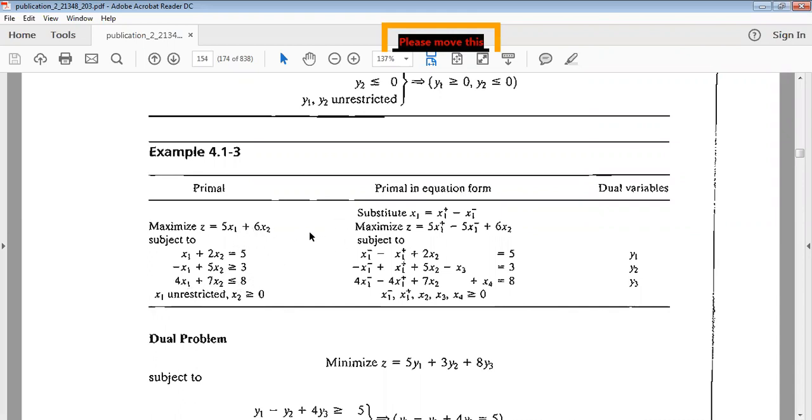So this is maximize z is equal to 5x1 plus 6x2, and again it is created with minus 5x1. Why minus 5x1? Substitute x1 as x1 plus minus x1 minus. So the equation will be like this: 5x1 will be there and 5x1 minus will be there, plus 6x2, subject to the constraints.